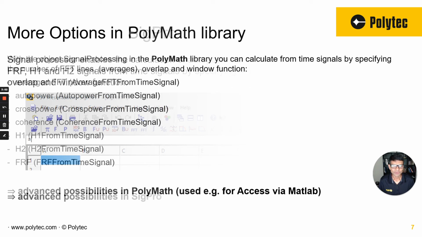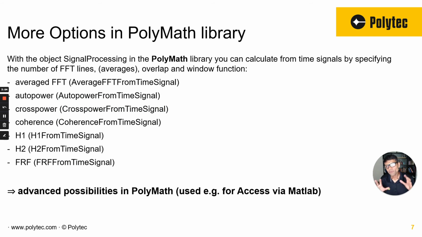The same functions, the new functions, the auto powers and the cross powers, different FRFs, have also been added to the PolyMath library. What this means is that you can always query these, access, and use these if you are importing data or accessing our PolyMath library through MATLAB or Python or some other source. So this is also a big plus with the latest version of the software.